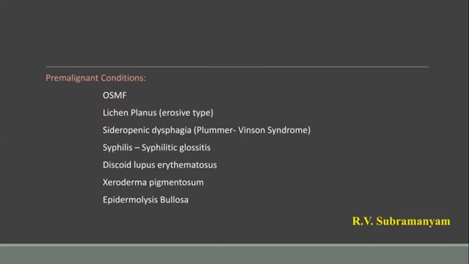And this could also be OSMF, lichen planus, Rosev type, sideropenic dysphagia, which is Plummer-Vinson syndrome, syphilitic glossitis, discoid lupus erythematosus, xeroderma pigmentosum, and epidermolysis bullosa.